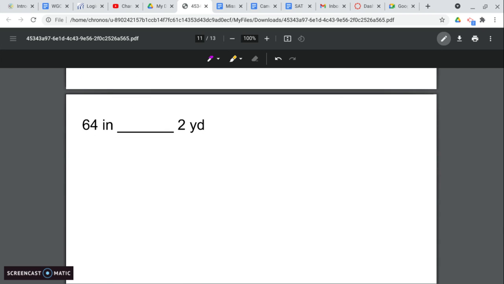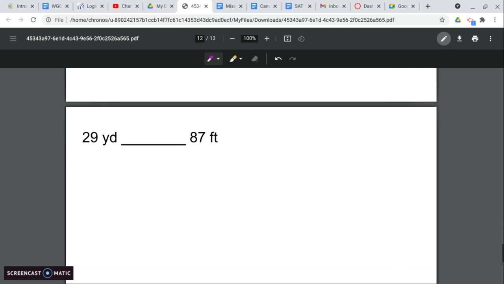Now we're comparing 64 inches to 2 yards. So I'm going to divide this by 12, get them both into yards. So 64 divided by 12. Oh, that's ugly. Let's do it the other way. Convert them both to inches. So multiply this by 3 to get to feet, which will be 6 feet. Multiply that by 12, which will give us 72. And 72 is more than 64, so 64 inches is less than 2 yards.